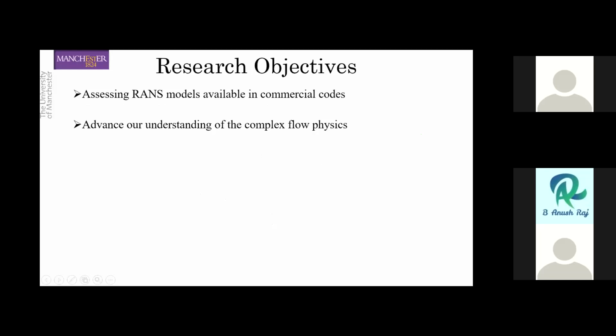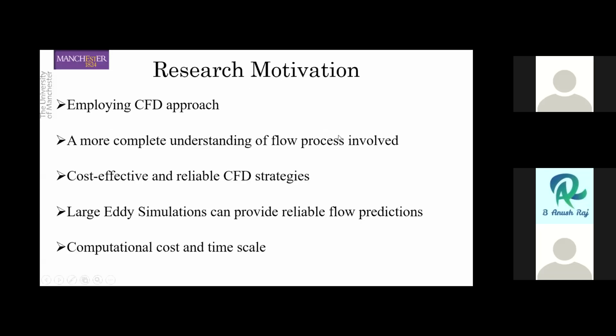The main aim of this study is assessing RANS models available in commercial codes and identifying which ones are suitable for unsteady RANS simulation of flows past wind turbines, and the reason why. And the second aim is using the resulting predictions to advance our understanding of the complex flow physics.